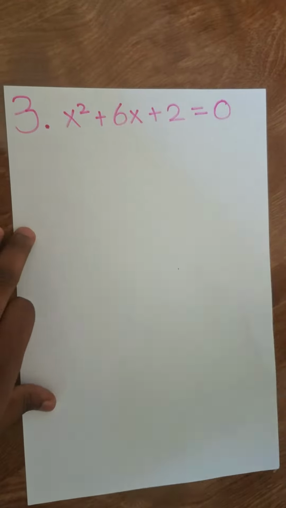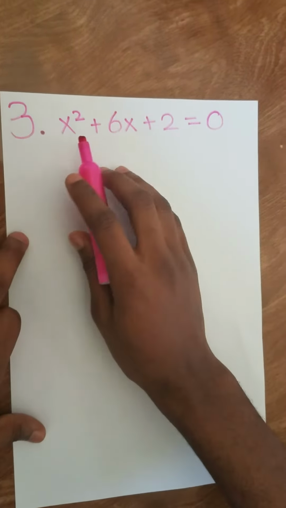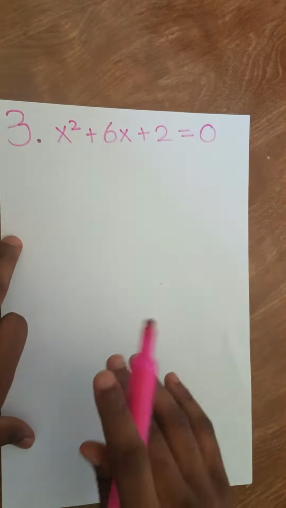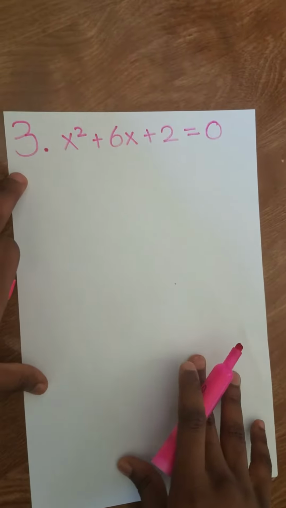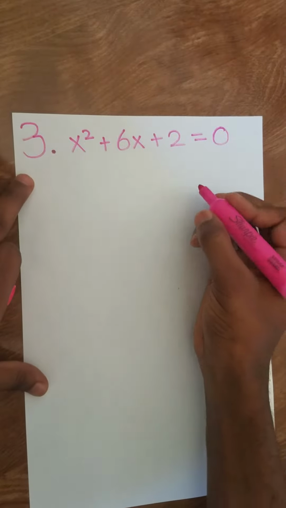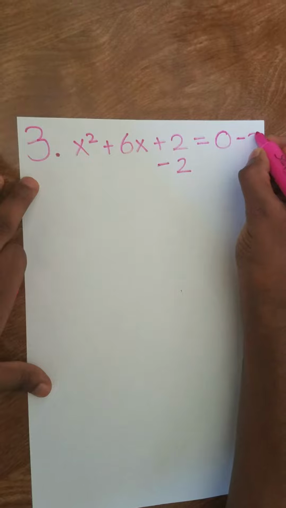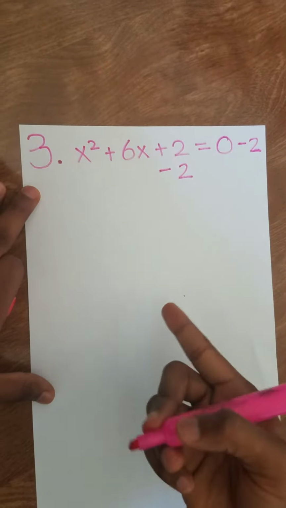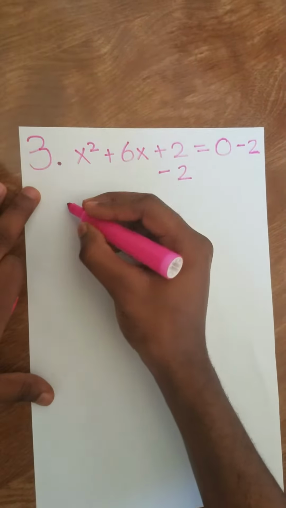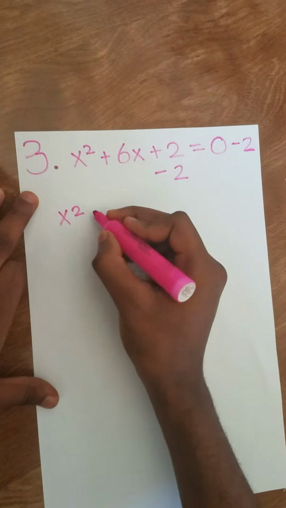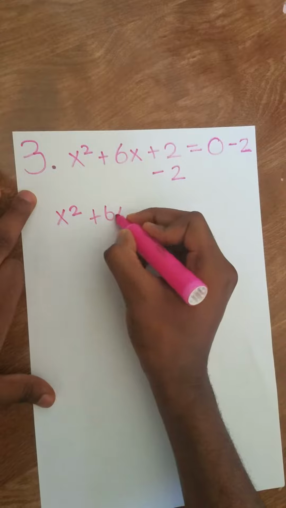Okay, and we're back. So for number 3, we have x to the second power plus 6x plus 2 equals 0. So for this, we would need to first start off by subtracting 2 from both sides. Subtract 2, subtract 2, we know that's going to be negative 2, so then we rewrite our equation, which would then be x squared plus 6x.